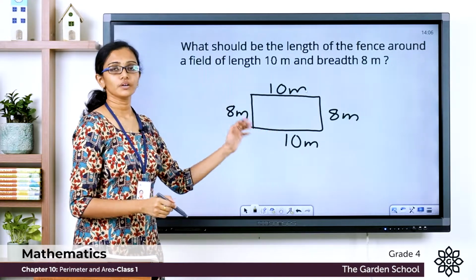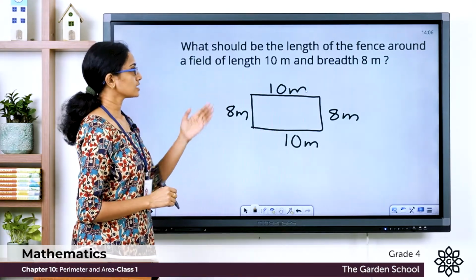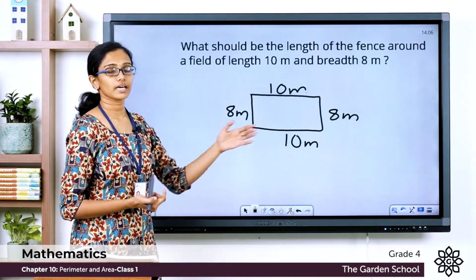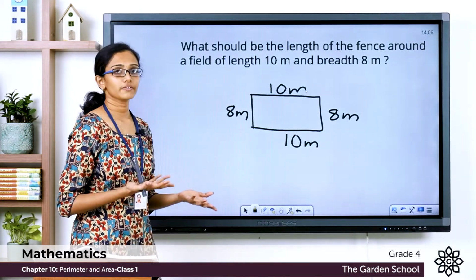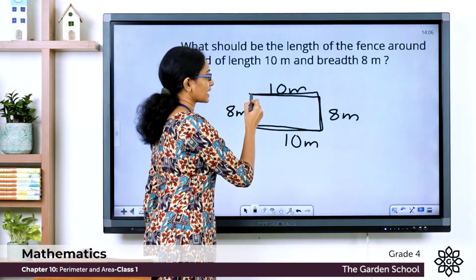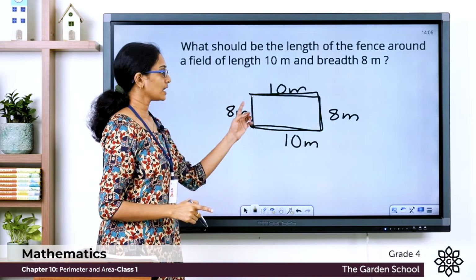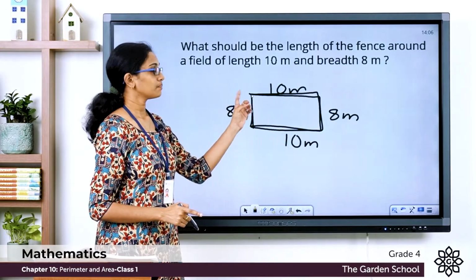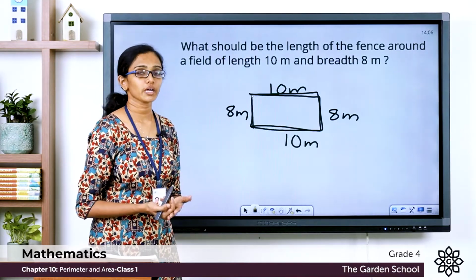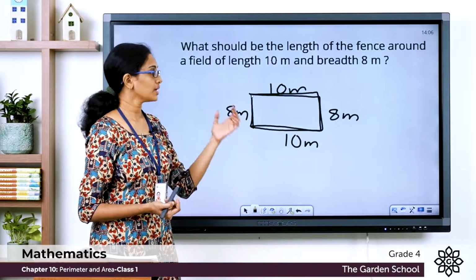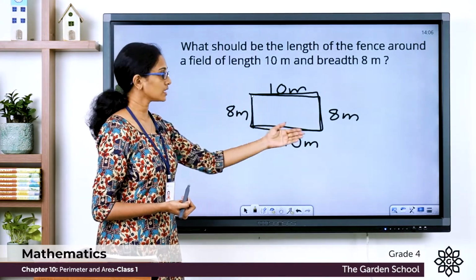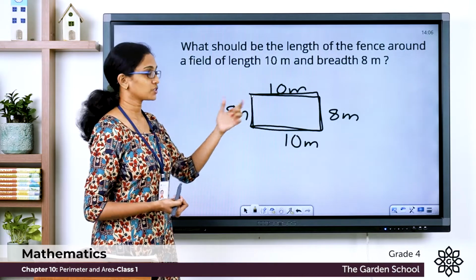So here we have the field, and we are asked to find the length of the fence around the field of these dimensions. So where do we build the fence? Along the boundary. So if we want to find the length of the fence, it means we have to find the perimeter, which is the length of the boundary. So how do we find the perimeter? By definition, perimeter is the sum of the lengths of all the sides. And here we have the lengths of all the sides as mentioned in the question.